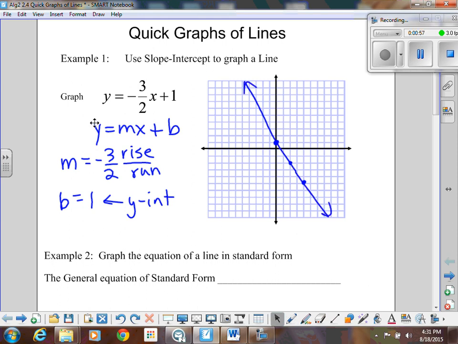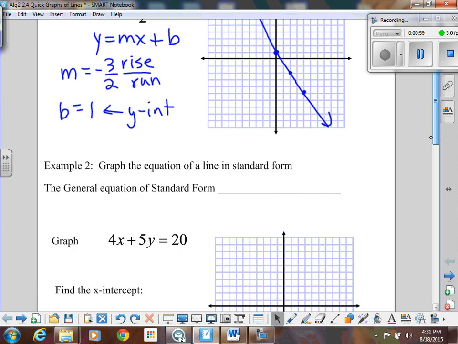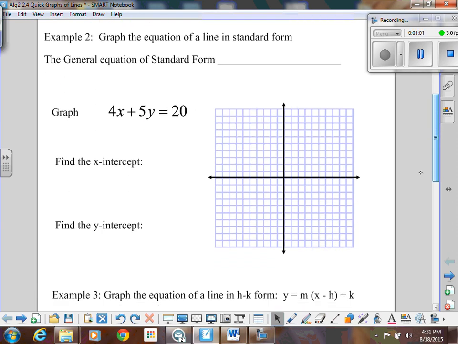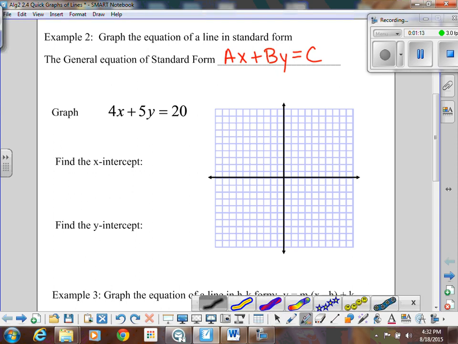In the next example, we're going to use standard form of the equation. So in standard form, that looks like this. I have ax plus by equals c. Notice that the x and the y are both on the same side of the equation. See how those are both on the same side. And then you have a constant over here on the right-hand side.